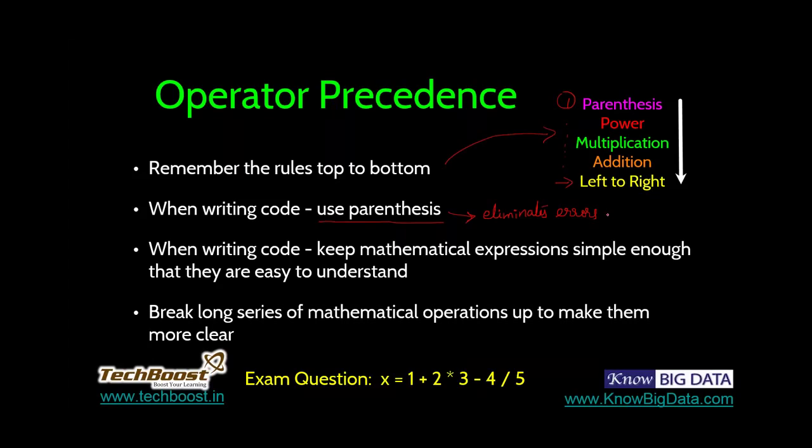Why does it eliminate errors? Because the developer doesn't need to take care of the evaluation because of the associativity. He does not have to take care of whether this will happen first or that will happen first. If he puts parentheses, he knows that parentheses are always respected and they will be evaluated first. So try to use parentheses wherever possible.